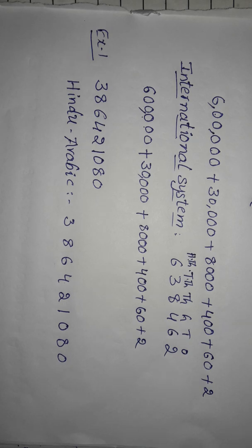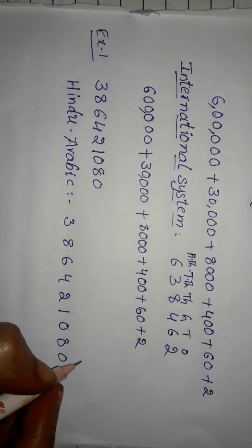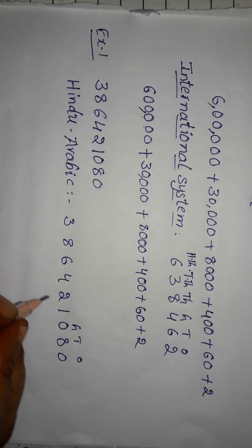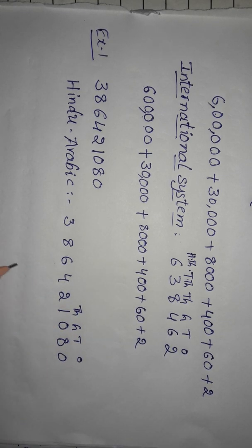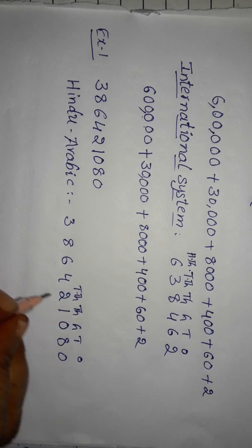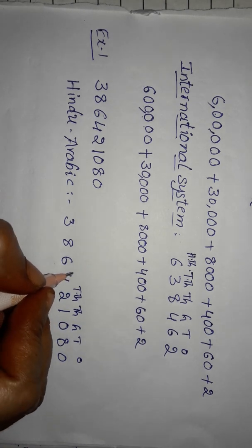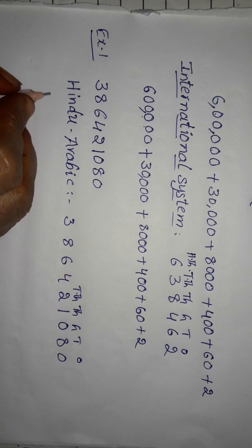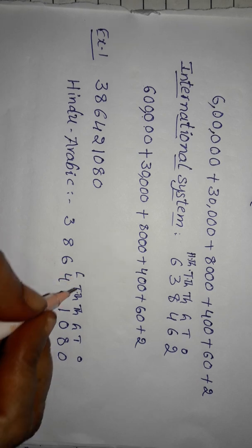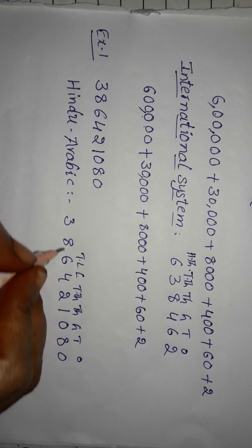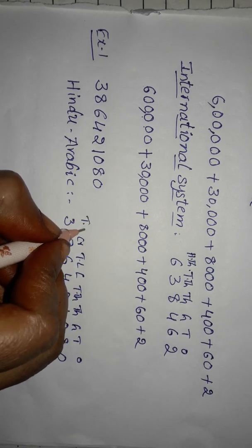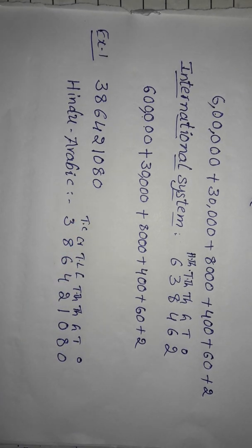Now we will write the place values. Places here. Ones place, tens place, hundreds place, thousands place, 10,000s place, lakhs. Lakhs are 100,000s. Why lakhs? Because it is the Hindu-Arabic system. Lakhs, 10 lakhs. After that, crores, 10 crores. These are the place values in the Hindu-Arabic system.